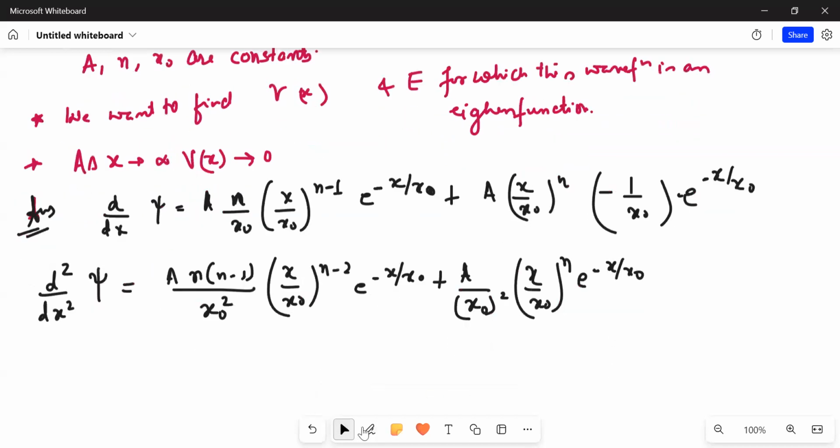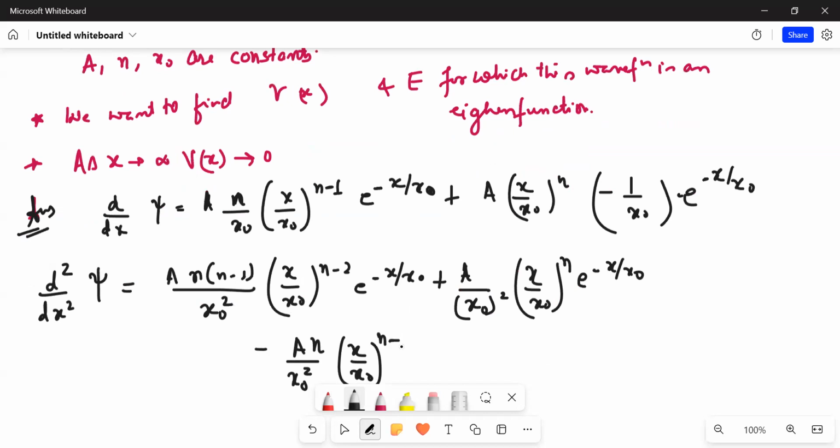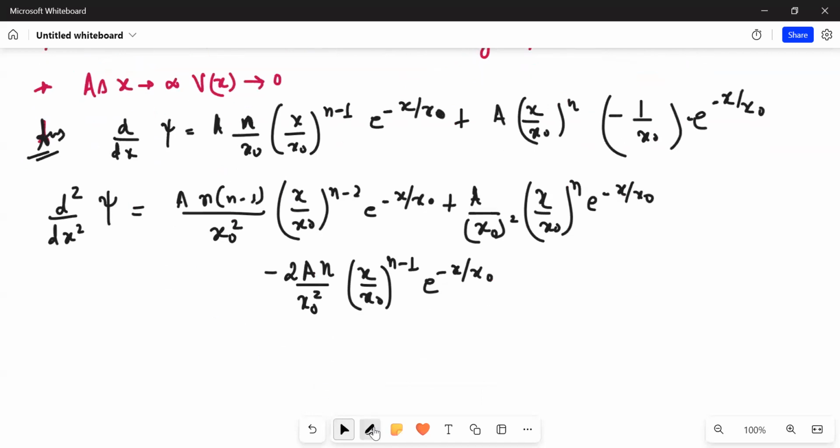And then there would be a middle term, and the middle term will be the same here and here as well. If you differentiate this, you're going to get minus A, and there would be some n also, x0 squared, (x/x0)^(n-1), and then e^(-x/x0). Is that clear? And from here also you'll get the same. If I differentiate this, n will come outside, n-1 will appear, and x0 will come here. So I'm going to write 2. So this is the second derivative.